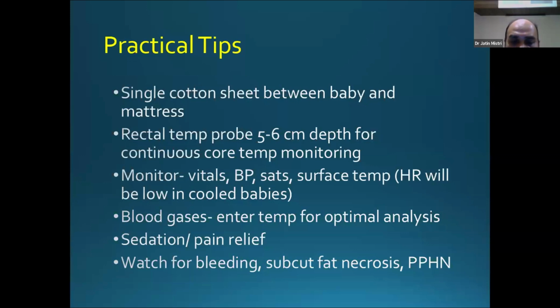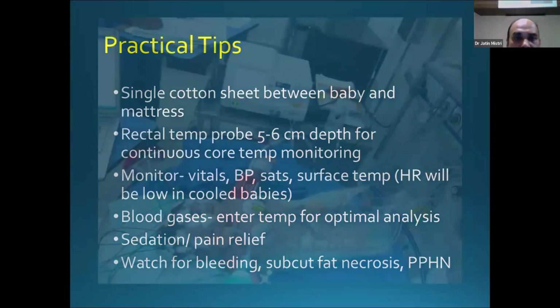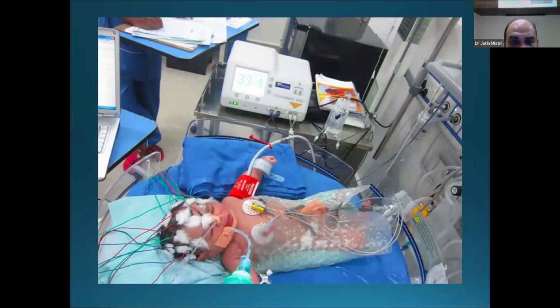Watch for bleeding and subcutaneous fat necrosis. Actually, subcutaneous fat necrosis is one of the well-recognized complications of therapeutic hypothermia. Even therapeutic hypothermia can aggravate pulmonary hypertension, so you have to be very careful in using therapeutic hypothermia in a baby with pulmonary hypertension. This is just a quick picture of a baby who is ventilated and has got therapeutic hypothermia. There is a servo control machine, and there is an amplitude EEG going on as well. It looks something like this.